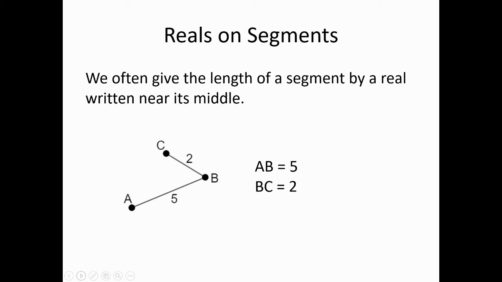So if you look at the diagram itself, it says that segment BC has length 2 and segment AB has length 5. And of course, we can write that symbolically as AB, nothing on top, equals 5, and BC, nothing on top, equals 2.